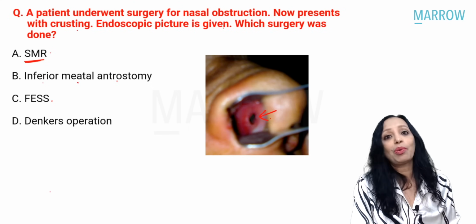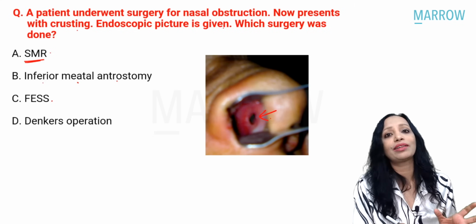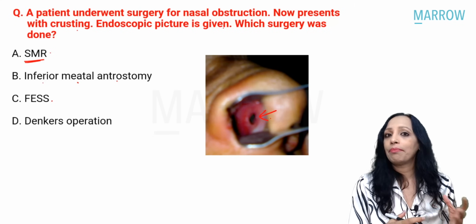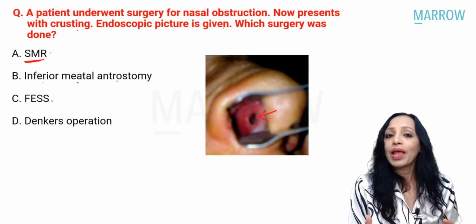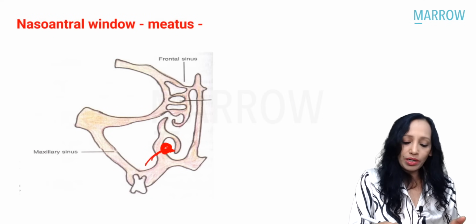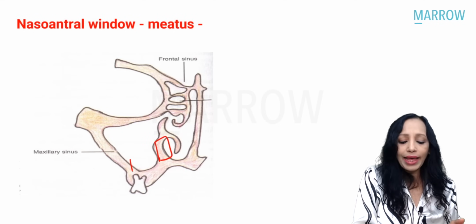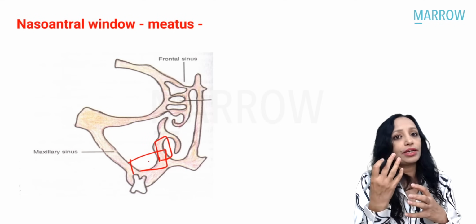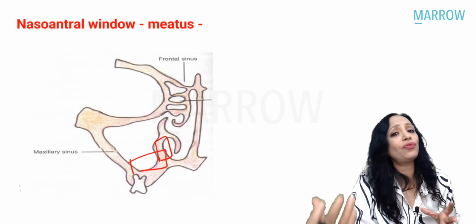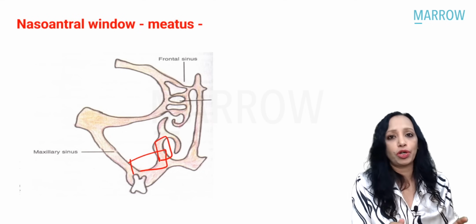Denker's operation. Now, what is Denker's operation? Yes, this is not a very commonly done operation. It is a surgery that is done for the maxillary carcinomas. See here, what we do is we remove the lateral wall of the nose, that's the medial wall of the maxilla, and the anterior wall of the maxillary sinus to approach the maxillary sinus to remove the tumor from there. So it is a type of maxillectomy that we are doing, Denker's operation.